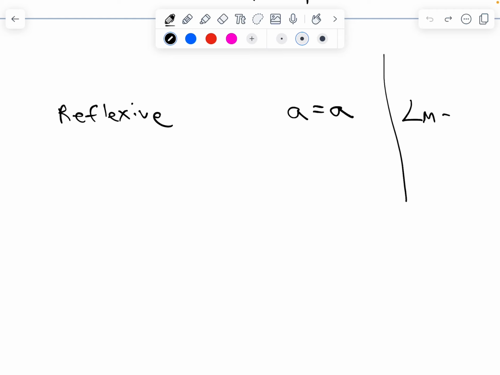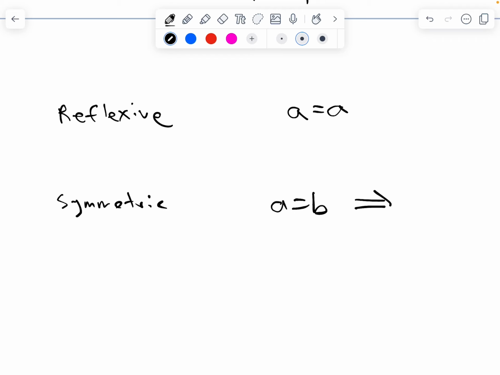Just to keep it simple, I'm only going to be talking about the equality, but note this also applies to geometry. That is reflexive. Next one is symmetric. Symmetric goes like this: if A is equal to B, then B is equal to A.